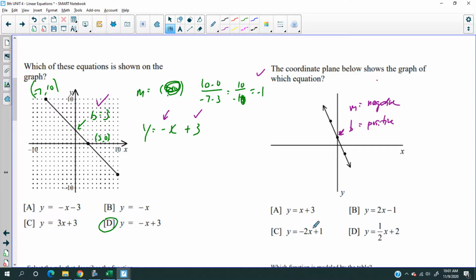So I need to find a choice that is negative on the slope and positive on the y-intercept. So if I even just so much as write it like this, negative slope, positive y-intercept, then I could just start eliminating. A is no good because this is not negative. B is no good because this is not negative. C looks like a winner, right? Negative slope, positive y-intercept. And lastly, this is, again, positive. No good. These are no good because this is the only one with a negative slope. See that? So it's not so bad, right?